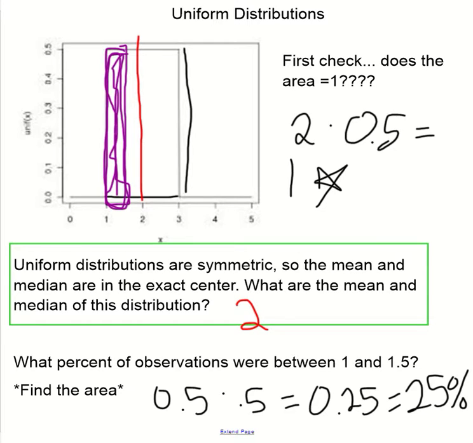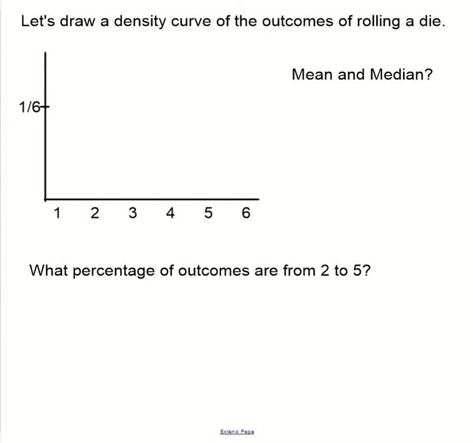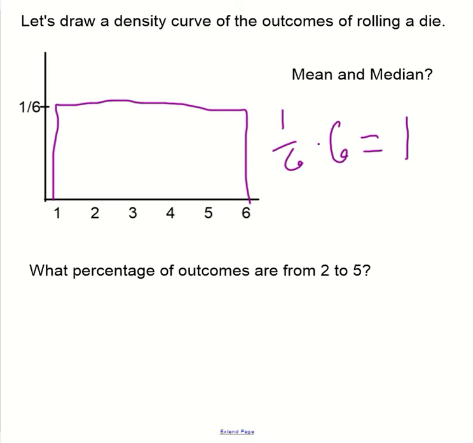So yes, that works. All right, so we're going to draw a density curve of the outcomes of rolling a die. A die has 6 options, 1, 2, 3, 4, 5, and 6. If we think about it, each outcome is just as probable, and so we get a uniform density curve. It goes up to 1/6. It goes all the way over to 6. And there we have it. Let's double check that the area is 1. We do 1/6 times 6. That gives us 1.